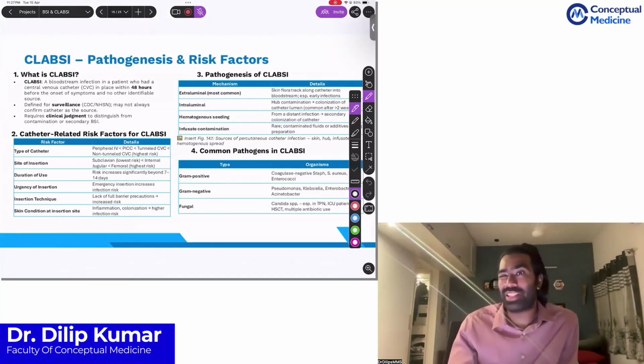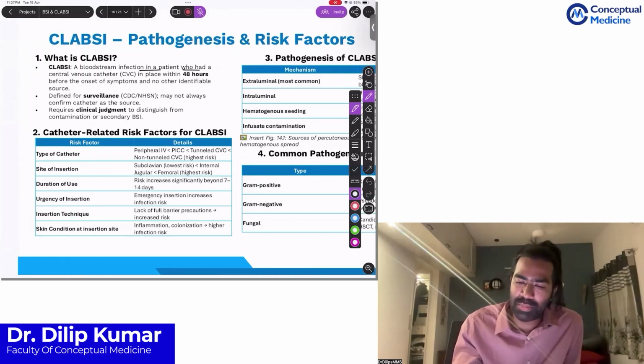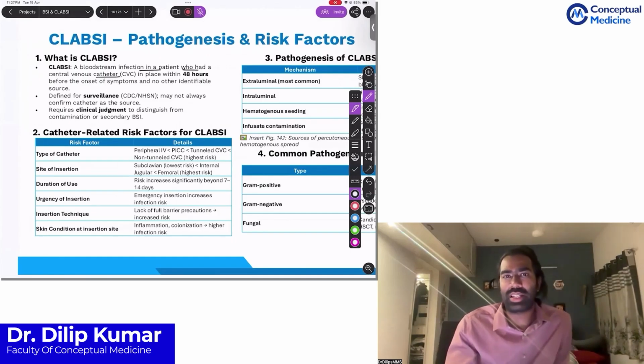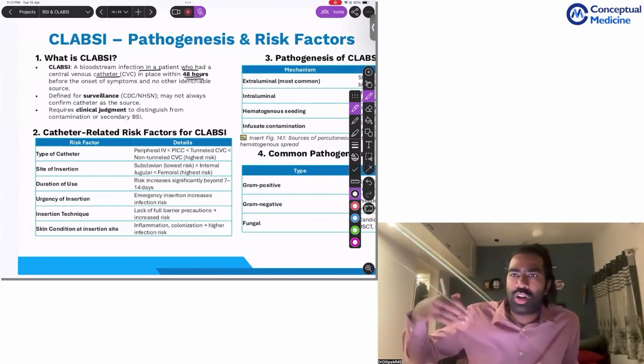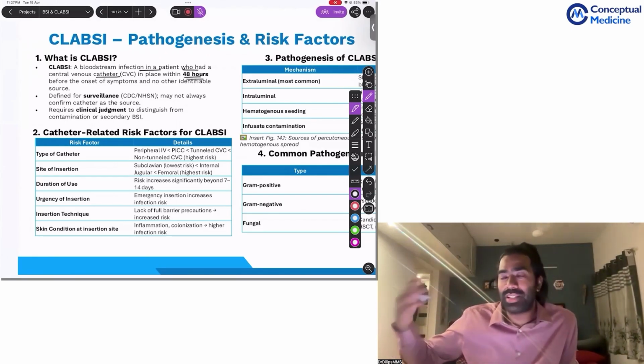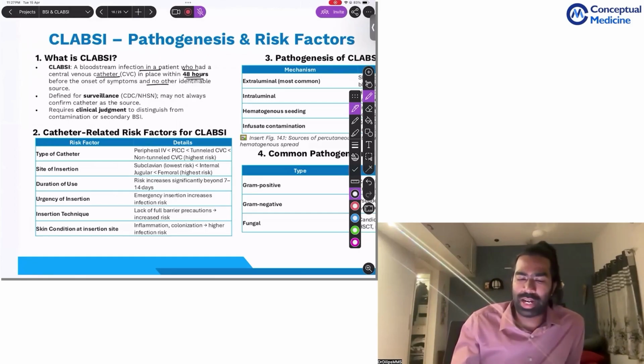Coming to pathogens and risk factors for CLABSI. What is CLABSI? It's a bloodstream infection in a patient who had a central venous catheter in place within 48 hours. So meaning either the patient has a central venous catheter right now, or you have removed it and the patient is getting an infection within 48 hours of removal. Okay, that's the idea. And within 48 hours before the onset of symptoms and no other identifiable source.